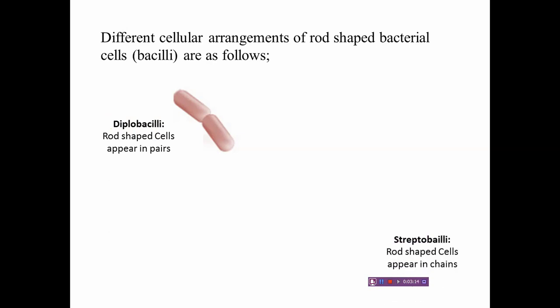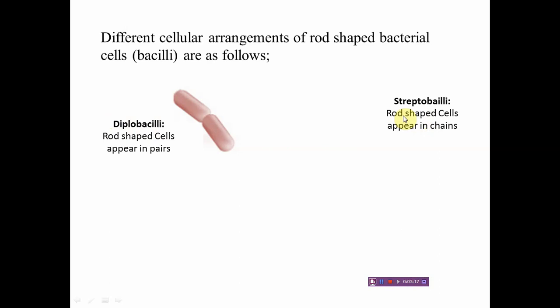Different cellular arrangements of rod-shaped bacteria or bacilli. So sometimes bacilli, they exist in pair. Rod-shaped cells in pair, they are called as diplobacilli. Example is Klebsiella pneumoniae. The rod-shaped cells, sometimes they combine together and form long chains or filaments. This type of arrangement is called as streptobacilli. Example is the cells which belong to Bacillus genus. Most of them, they are streptobacilli. Bacillus cereus, Bacillus megaterium, Bacillus subtilis.